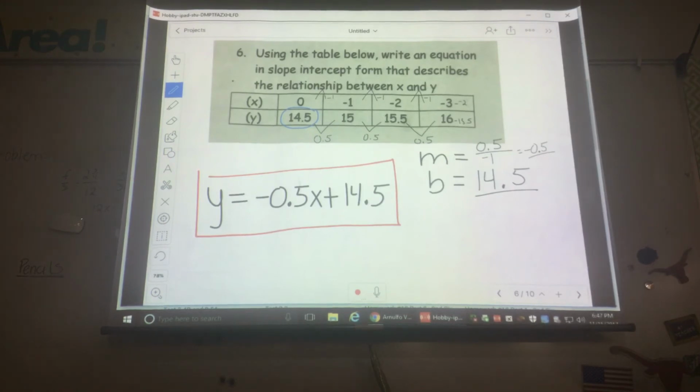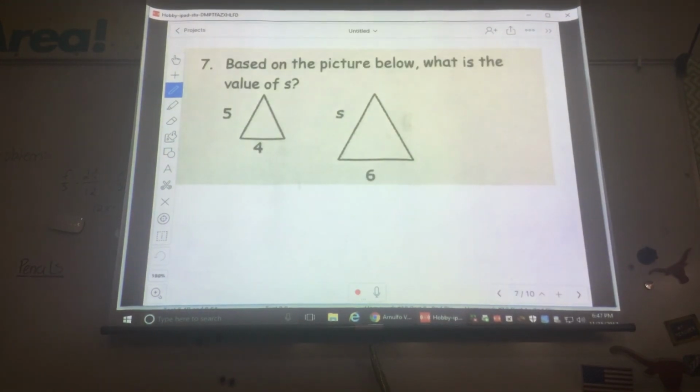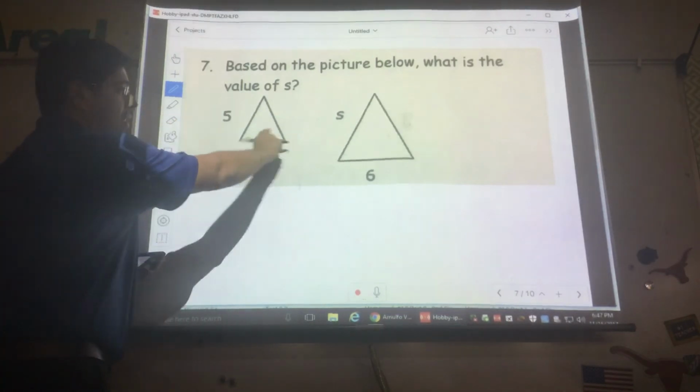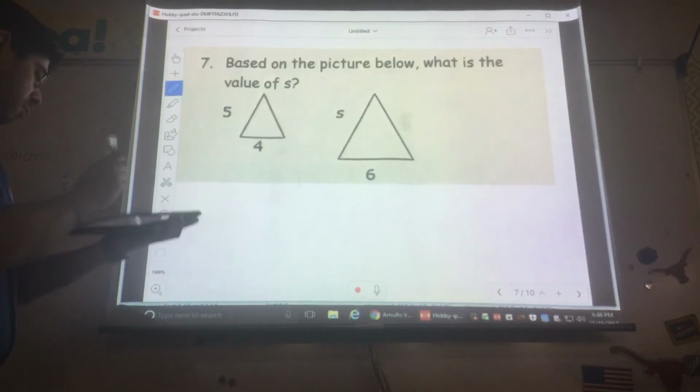Let's go to number 7. Sorry about that. Alright, number 7. Based on the picture below, what is the value of S? Okay, so we have similar figures here. So we're going to make a proportion.